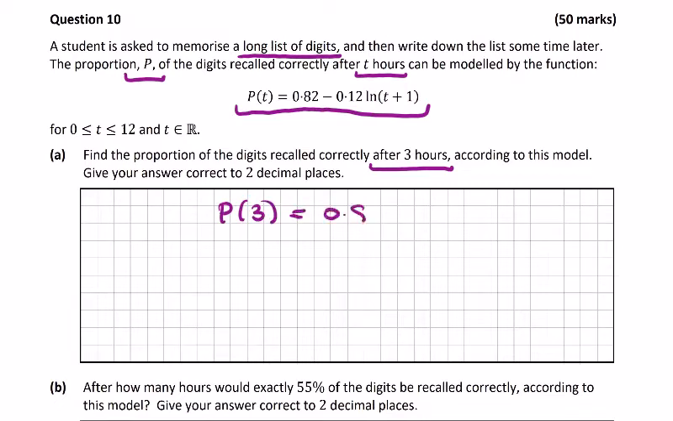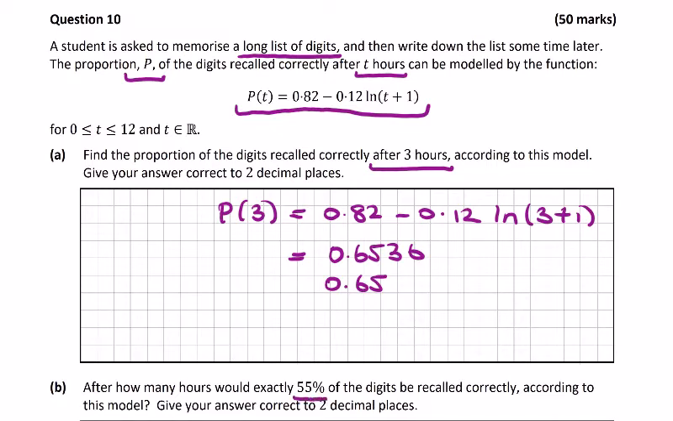Just calculator use, 0.82 minus 0.12 by the natural log of 3 plus 1, if you want to put it in like that. On a calculator, this is giving me 0.6536. So 0.65, 65% about of the digits recalled after 3 hours. Part B, after how many hours?